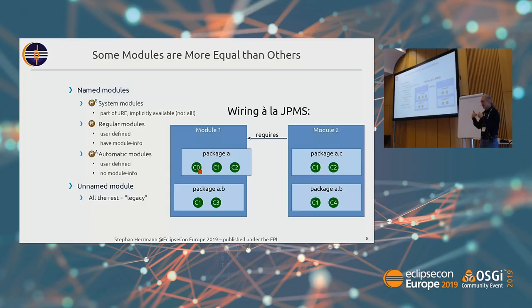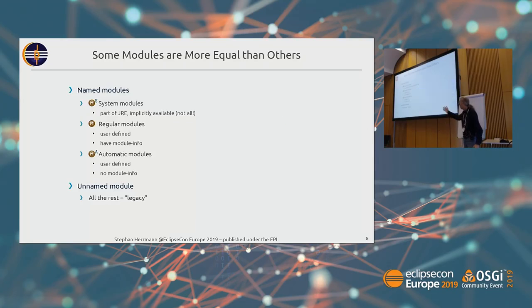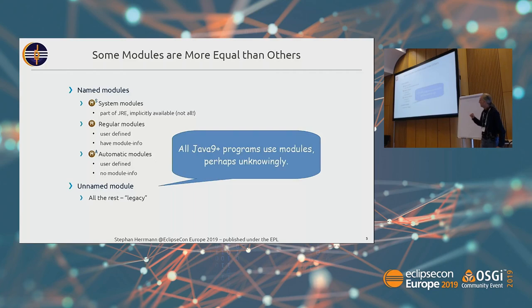But of course, while you're migrating to this world, there's a lot of legacy code still. Legacy here means it's not modular. But if you think this code is not subject to the rules of JPMS, you're wrong, because all Java 9 programs and beyond have to follow the rules of JPMS, even if they don't notice, even if they don't make any reference to modules. The trick here is that all the code that is not in one of the modules above is implicitly contained in the unnamed module. And certain wiring rules apply to this as well.